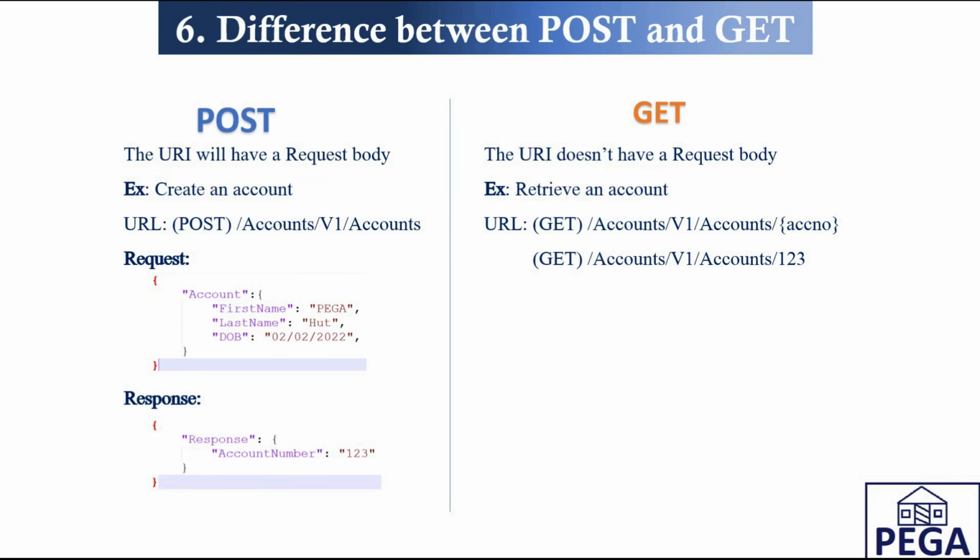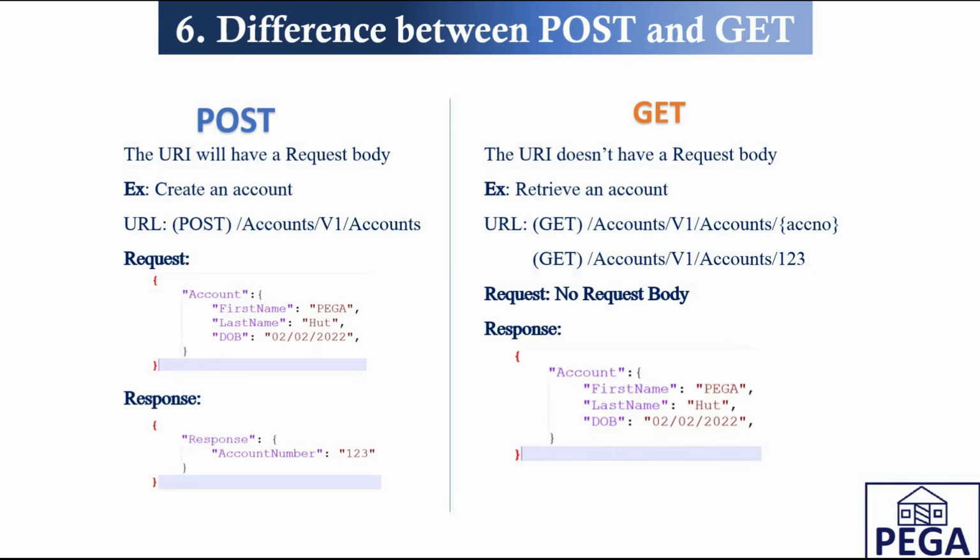The URL format will look like this, but when you are going to use it as a URL, you are going to pass 123. When you are passing the value, you do not need to put it into curly braces. It's going to be a slash structure, as I am showing on the screen. No request body, obviously, and the response will have, let's say if I give 123, the account details I passed when I created account number 123. First name is Pega, last name is Hurt, and date of birth is 2nd 2022. The same will be part of the response.